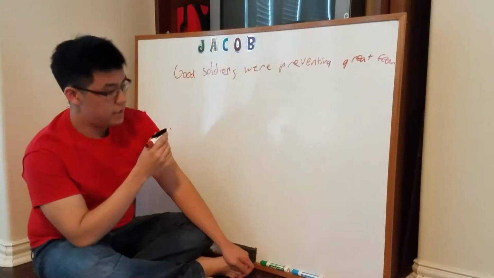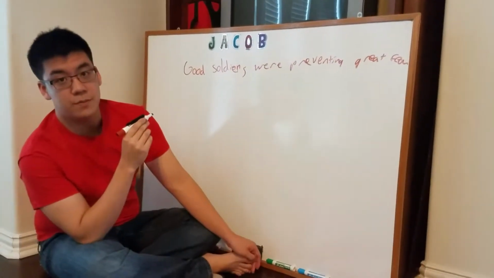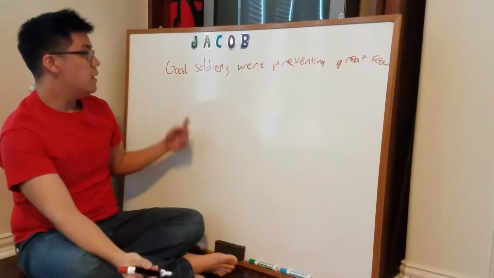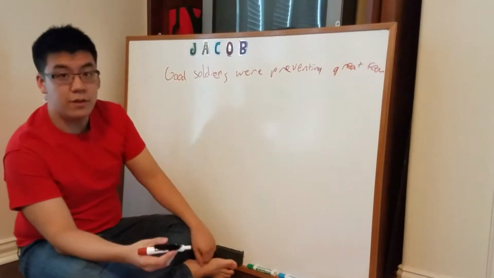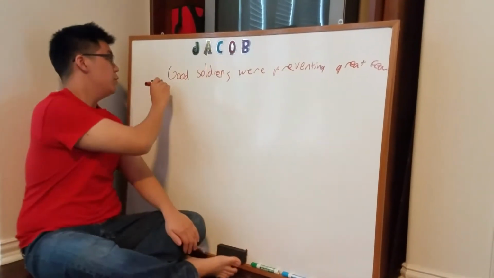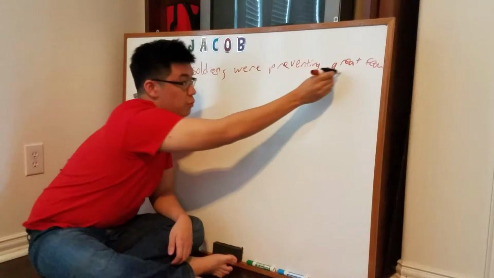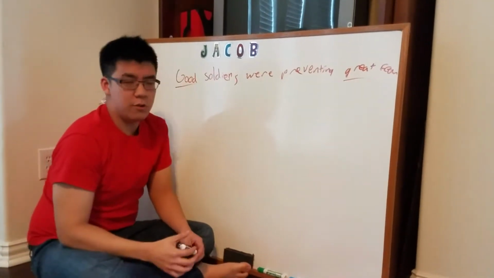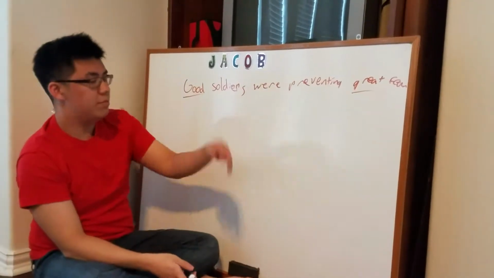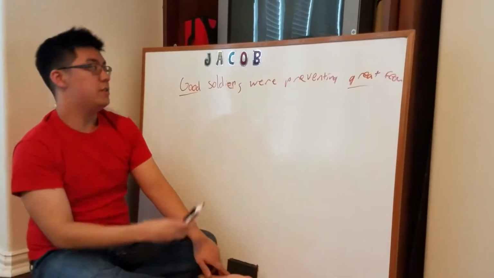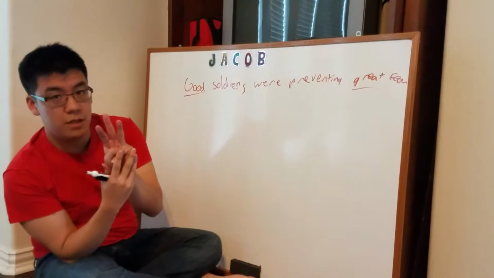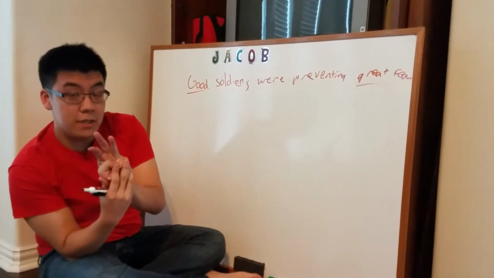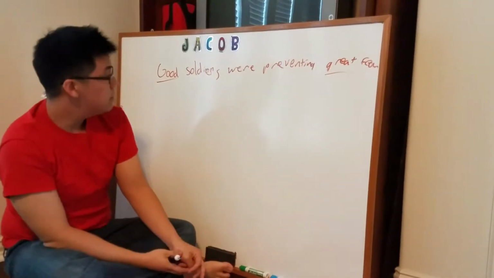So now we have this sentence, which is number 3 in your books. It's not written very well, but you have your books. I'll read it out anyways. Good soldiers were preventing great fear. Wait a second. Good? Great? Those are adjectives. Oh, you didn't talk about adjectives. Adjectives are easy. They match the noun they're modifying in 3 things. Number, case, gender.